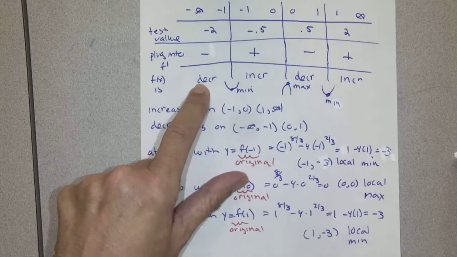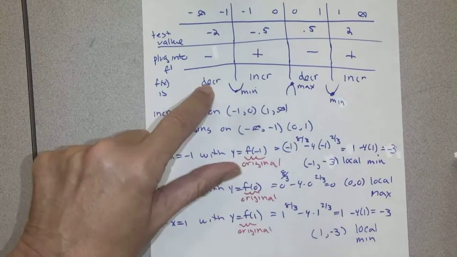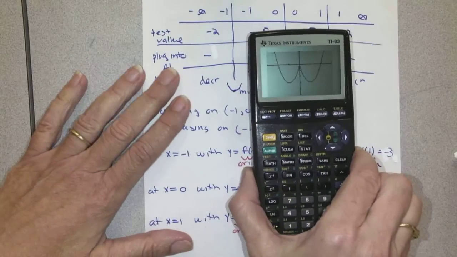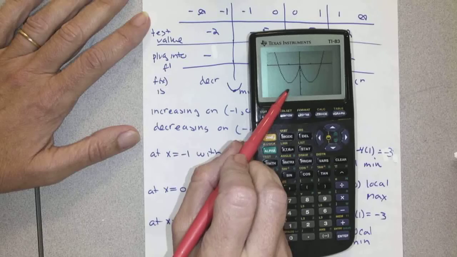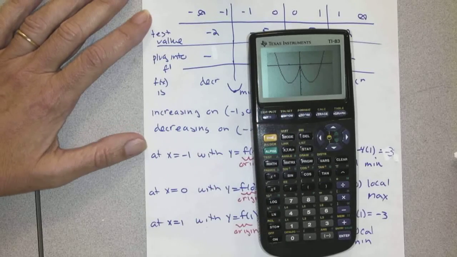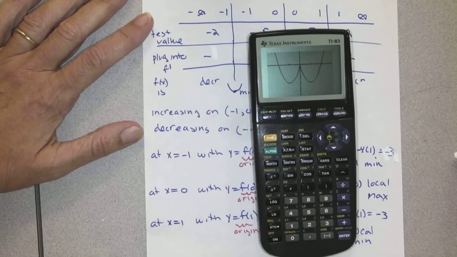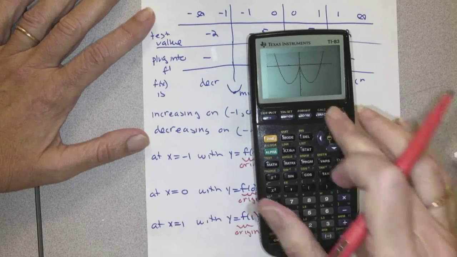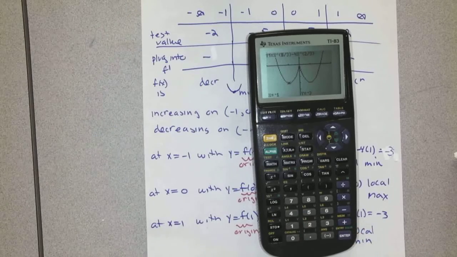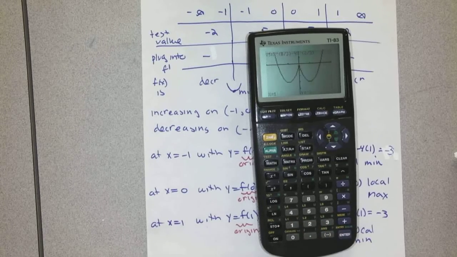So our chart said decreasing, increasing, decreasing, increasing. Look at the graph: decrease, increase, decrease, increase. It matches that. We said at 1 and -1 we should have local minimums. Trace, -1. Indeed, it goes to that local minimum, and indeed the y-coordinate is -3. Check the one at 1, so put in 1, enter. It goes to 1, -3. We said local max at 0, so put in 0, enter, 0, 0. And so it absolutely checks, so we know we are right.